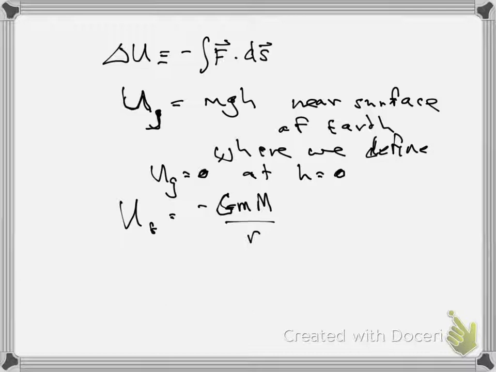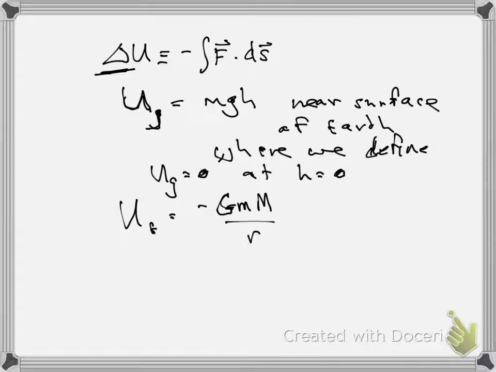So we calculate, using that definition of potential energy, that the potential energy due to gravity is mgh when we're near the surface of the Earth, where we can assume that the force is approximately constant. And that does mean that we're defining the potential energy equal to 0 at h equals 0. We always have to define it relative to some place.